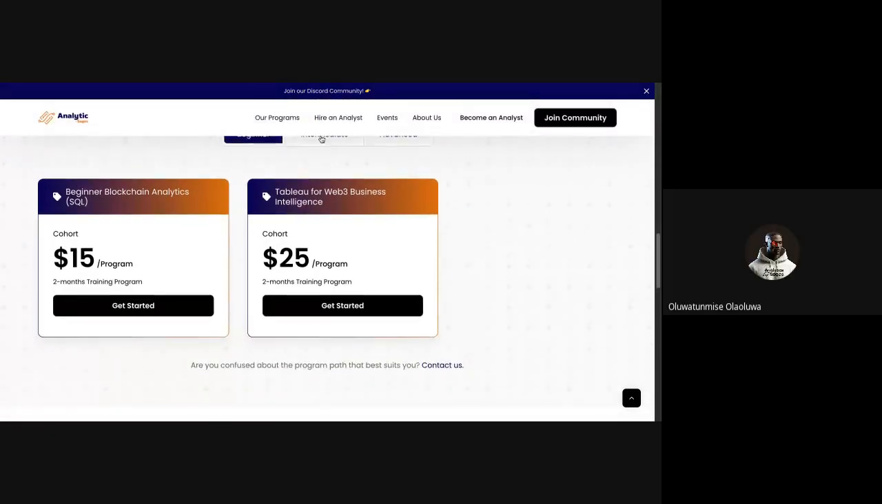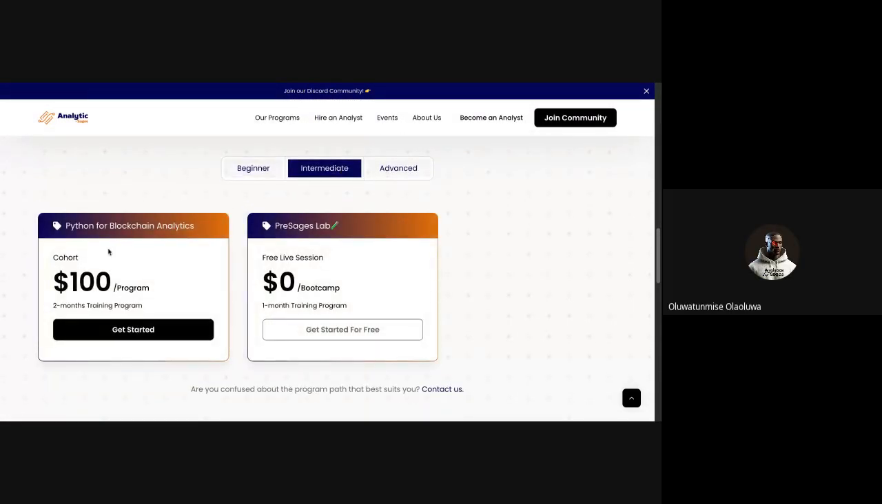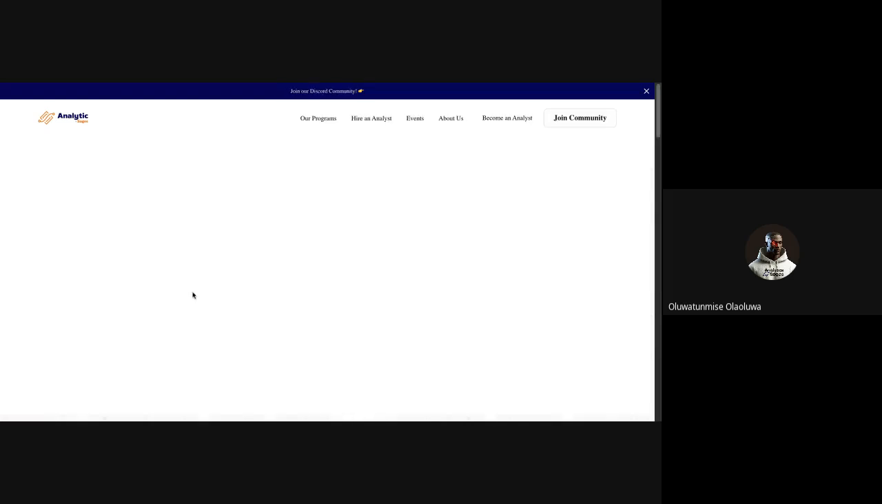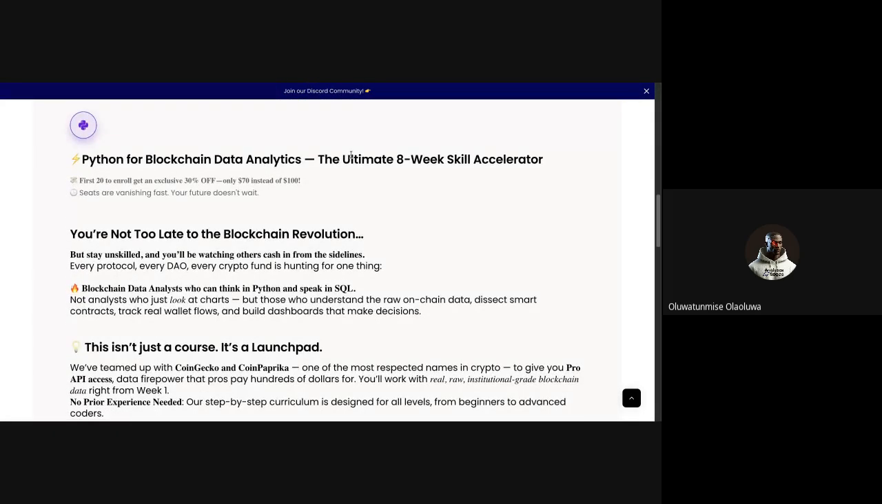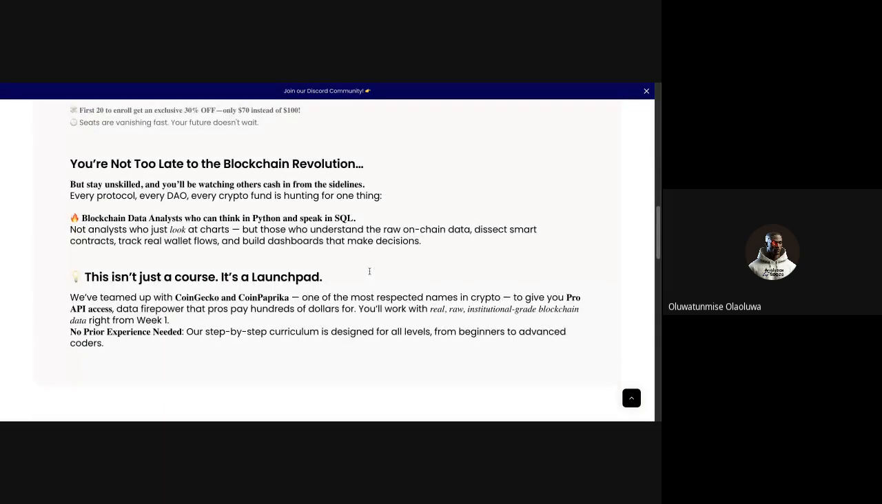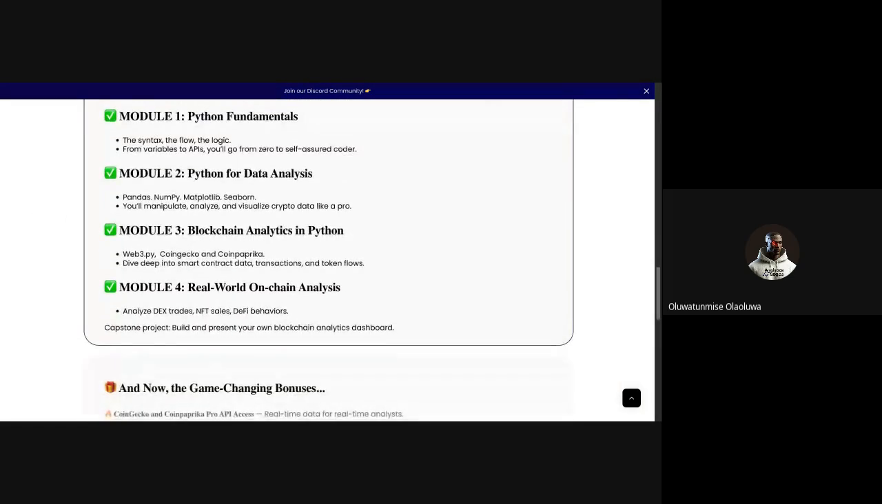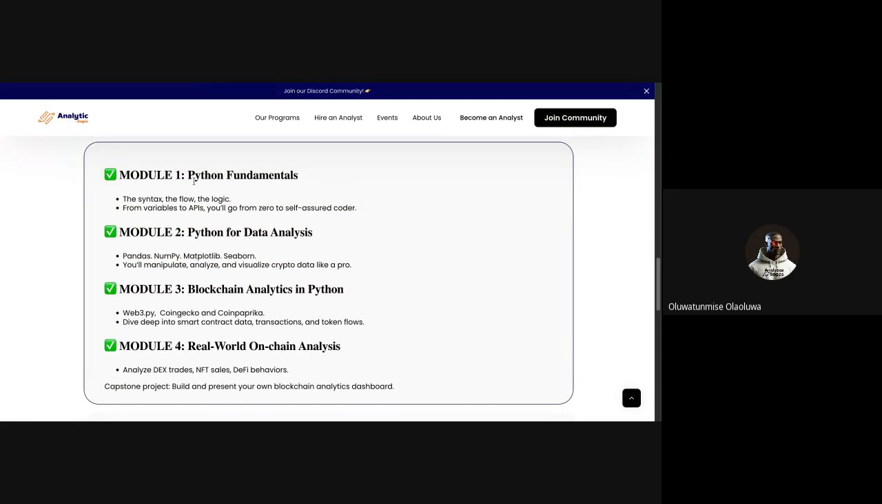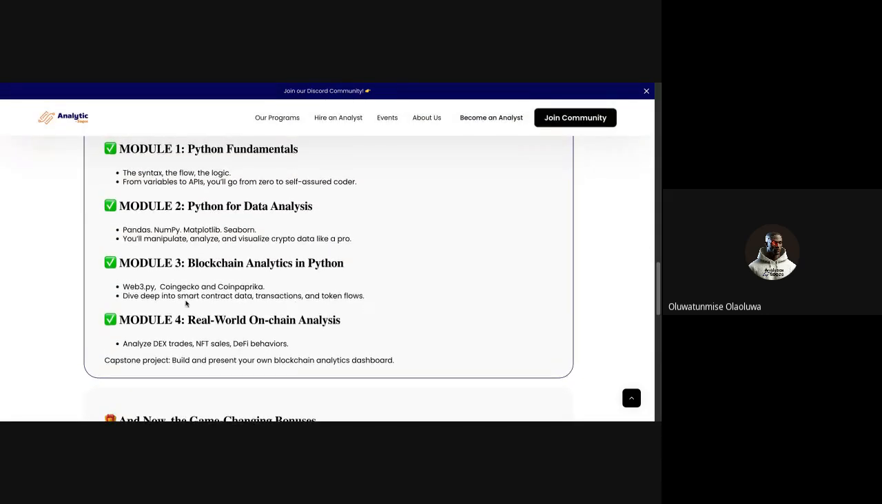So let's go to the Python course and say, okay, let's get started, see what the Python course is all about. You can go there to read for yourself. This is the curriculum. What you are going to learn: Python fundamentals, Python for blockchain, for data analytics, blockchain data analytics in Python. And of course, you are learning how to use more tools with blockchain, right?